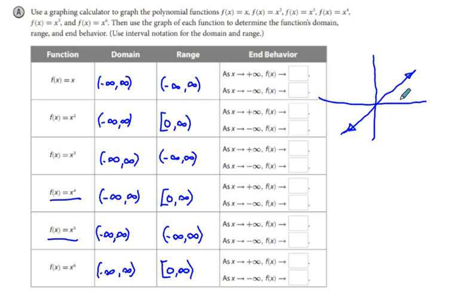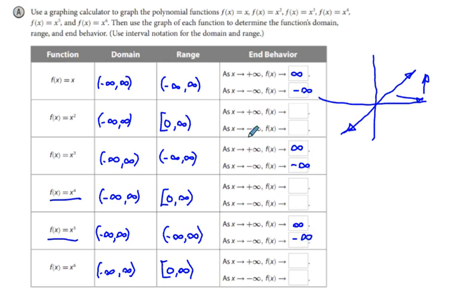And as x approaches infinity, f of x goes up, approaches infinity. As x approaches negative infinity, f of x approaches negative infinity. And it's going to be likewise for x to the third power, and then we have x to the fifth power. So what we have for x to the first power, x to the third power, x to the fifth power, these end behaviors are all the same.